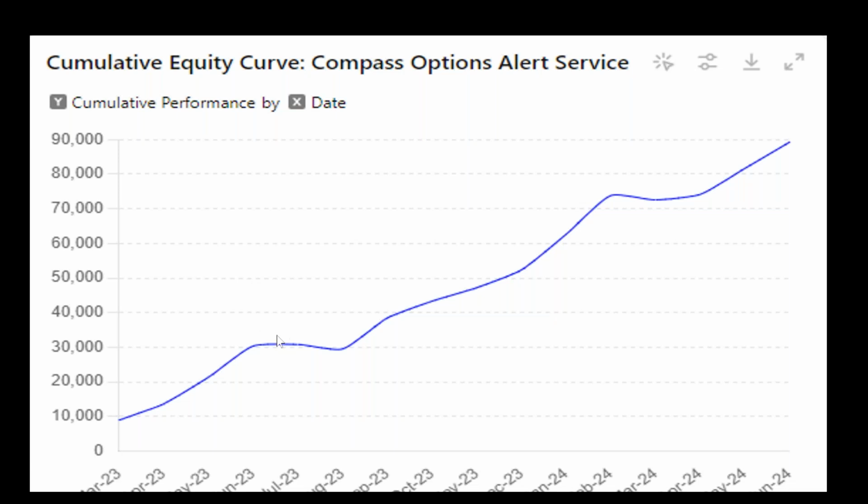This is an equity curve for the alert service back from March 23rd. This is just a way to judge the results, but basically this assumes $2,000 put into each trade. This is what the results have been since March of 2023. So a lot of trades, but a nice direction. And we have some losses, obviously, just like everybody else does.